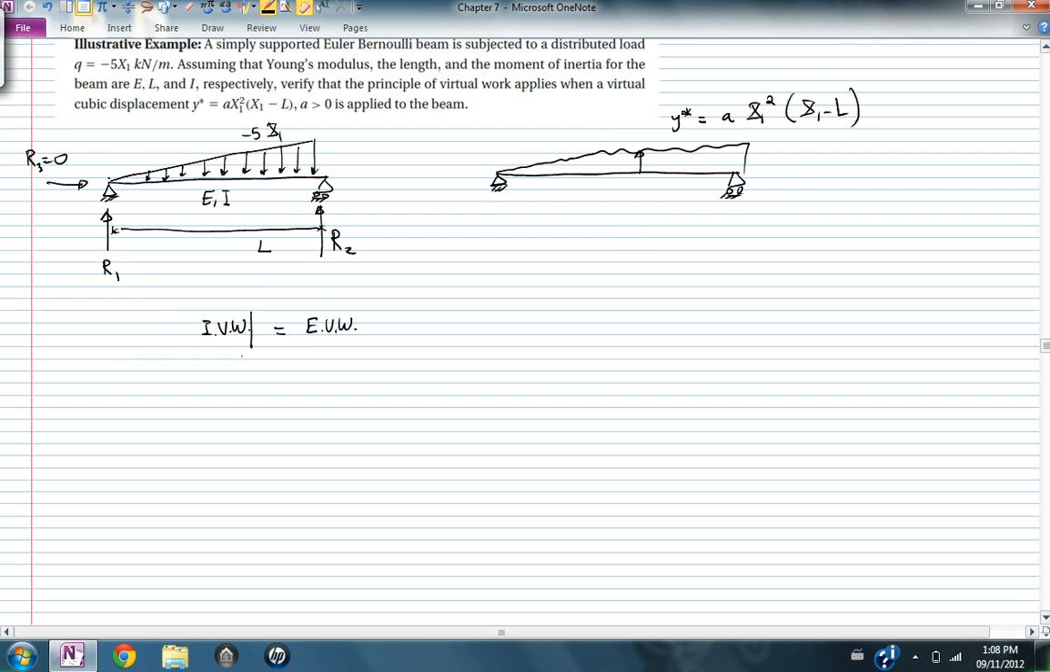So the internal virtual work is equal to the integration of the internal force, which is the moment, multiplied by the associated virtual strain, which is calculated from the second derivative of the virtual displacement, integrated over the length of the beam, while the external virtual work is equal to the work done by all the external forces.